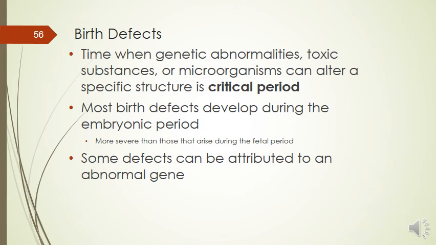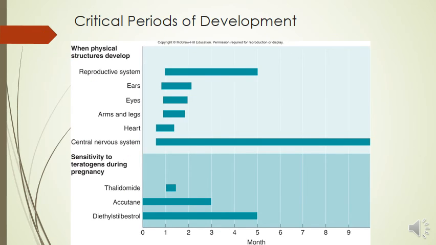We have what's called the critical period. A critical period is a time when genetic abnormalities, toxic substances, or other microorganisms can alter a specific structure, which can result in a birth defect. Most birth defects actually do develop during the embryonic period, and they are more severe than those that arise during the fetal period. Some of these defects can be attributed to an abnormal gene. Here we have a slide showing the critical periods of development.